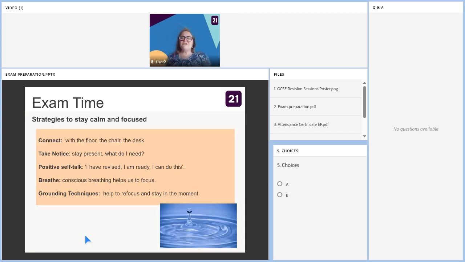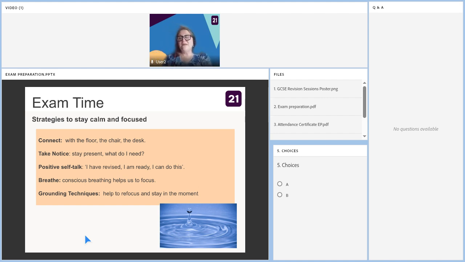So strategies to take to stay calm, to stay focused. So we're going to talk about grounding techniques, and we're going to talk about breathing techniques, thinking about connecting. So you might be sat at a desk, that desk and yourself with your chair and the floor, taking notice of the present. What do you need to do? Positive self-talk. You know, I have revised, I'm ready, I can do this. Breathing, conscious breathing. So if anybody out there has done any yoga, you've probably done some breathing techniques already. So you'll know that breathing really helps us.